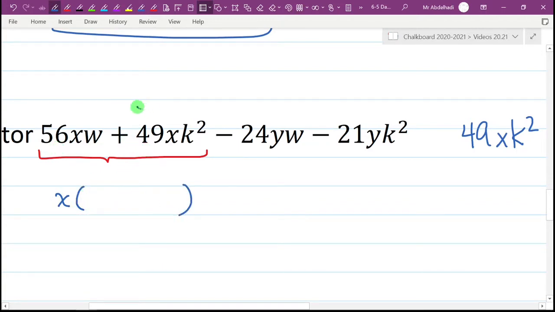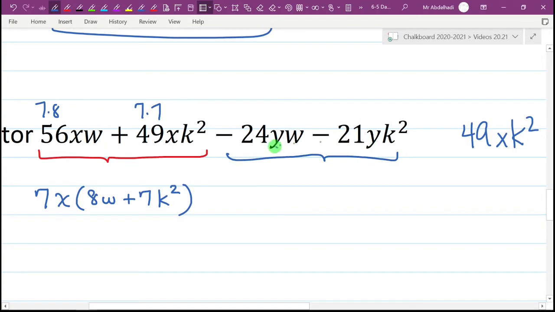So 49 is 7 times 7, and 56 is 7 times 8. So actually we can pull out a 7 as well. There's a common factor of 7 here. And what we get is 8W plus 7, and we're pulling out an X here, so just K squared. So the hope now is that when we do the same thing here, when we take the GCF out of these two terms, there's going to be an 8W plus 7K squared in there.